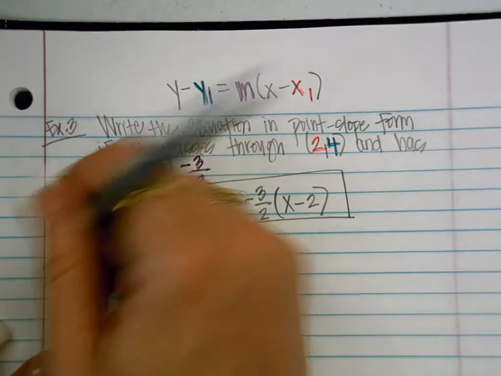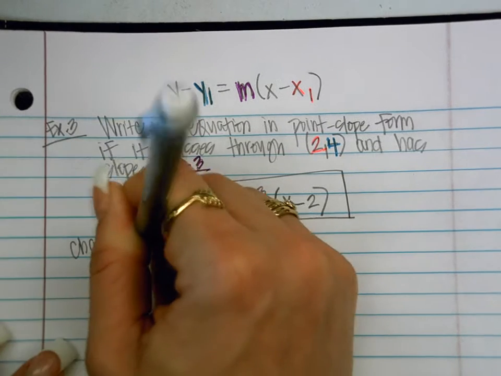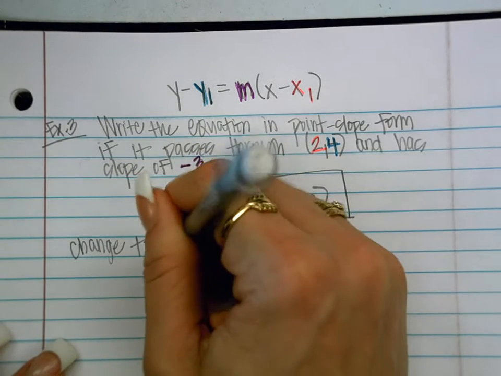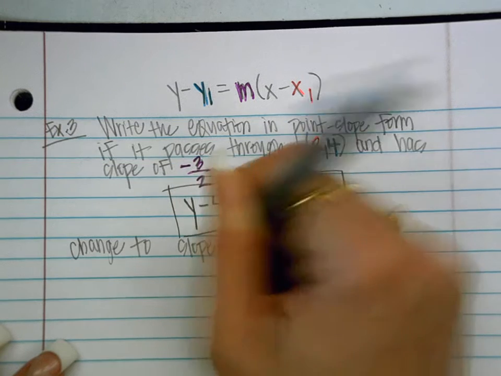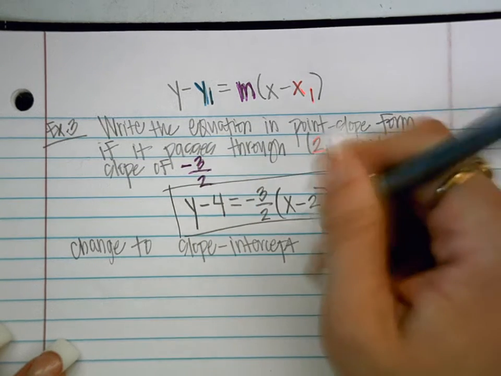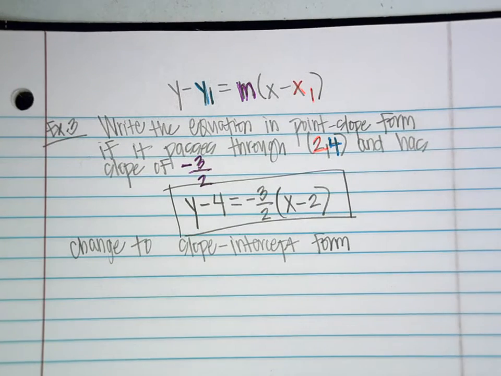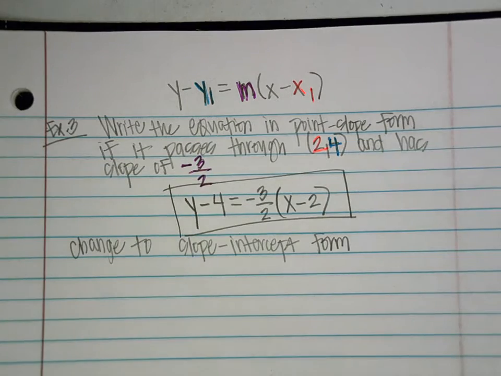Okay, now I want you to change it to slope intercept form. Dustin, why are you not writing? Change to slope intercept form. How do you think we would do that?